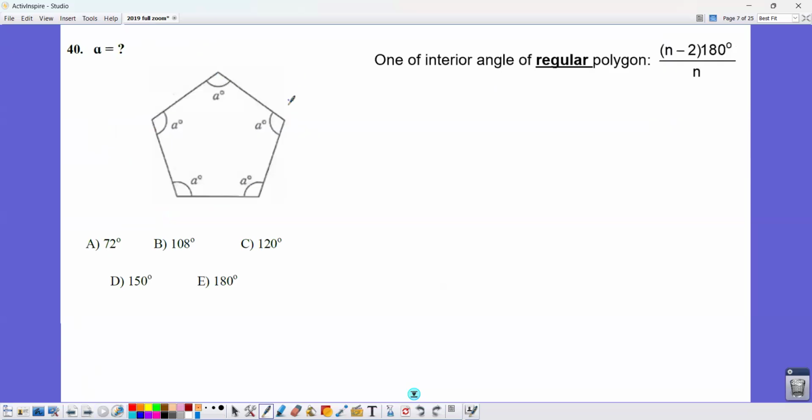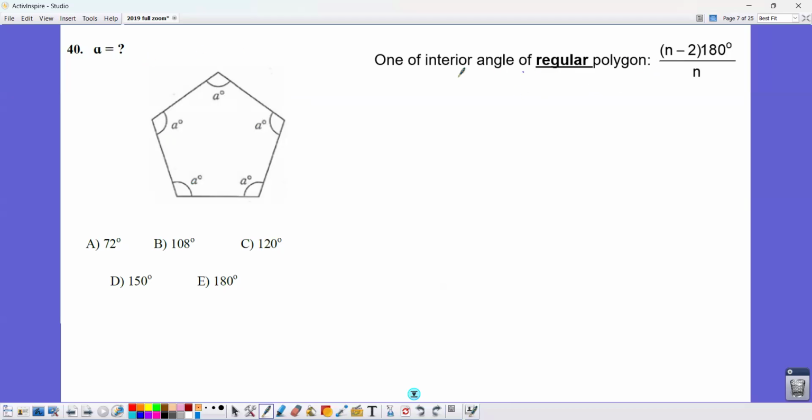Then we are coming to the next one. Here we have a pentagon. If you remember, we have solved one question about regular pentagons. So how we can understand that it is a regular pentagon? It is given that all the angles, interior angles, are the same, A. So we are looking for the measure of the A.